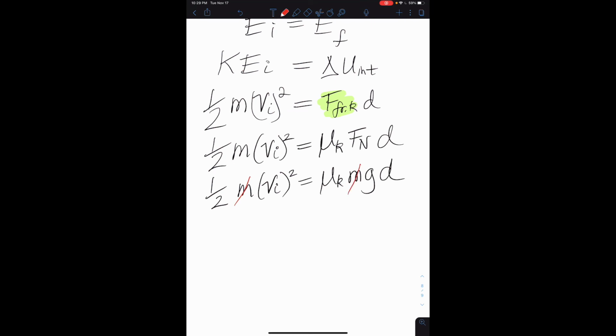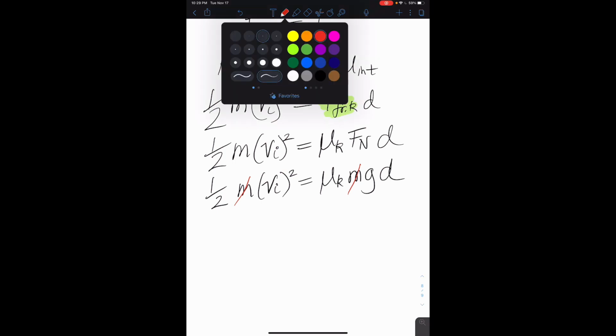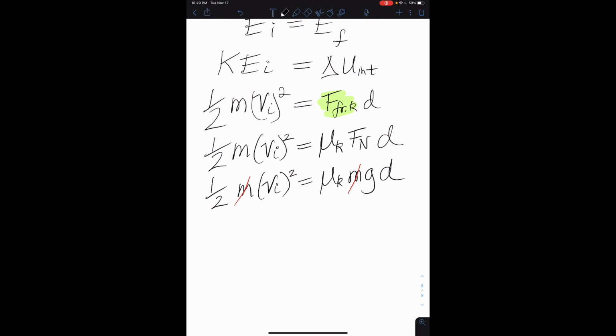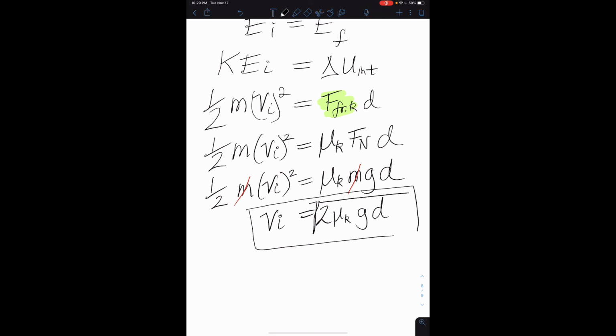All right, so let's get everything over to the right side. Let's just keep with these variables. This is kind of fun, not putting numbers in. Multiply both sides by 2. So we're going to end up getting 2 mu k times g times d is equal to vi squared. So if it's vi squared, we'll just square root both sides. And vi is equal to this.